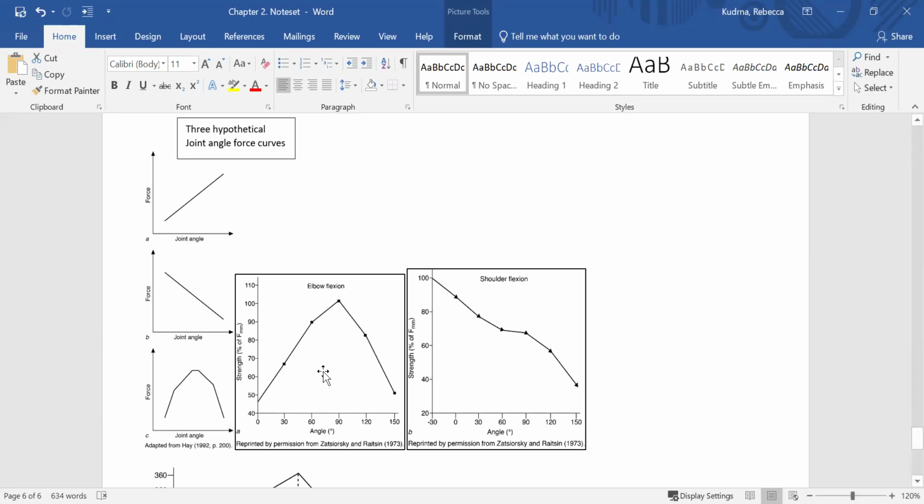So this is elbow flexion, and you can see it has the classic pattern I showed you in kinesiology, whereby force generation is the greatest around 90 degrees, right at 90 degrees by this graph. And then over here, you can see shoulder flexion, which is strongest when your arms are down by your sides, and you get weaker and weaker and weaker the further your arm comes up and away from the body.